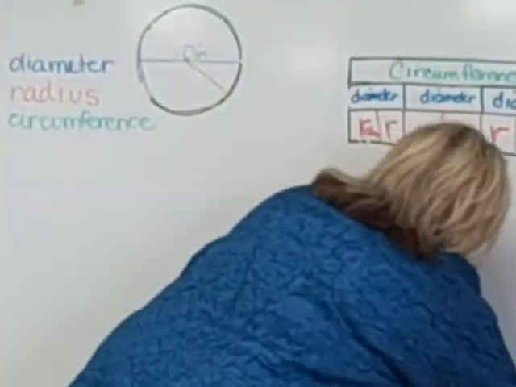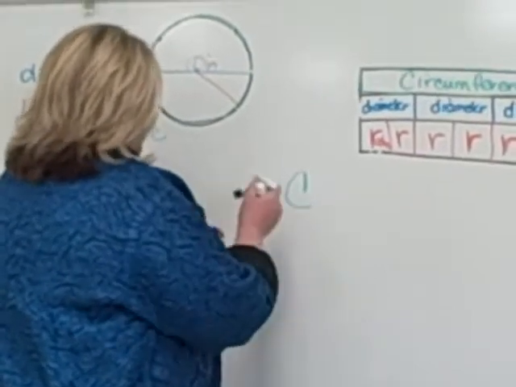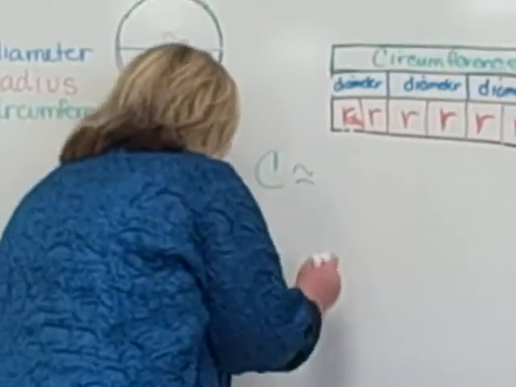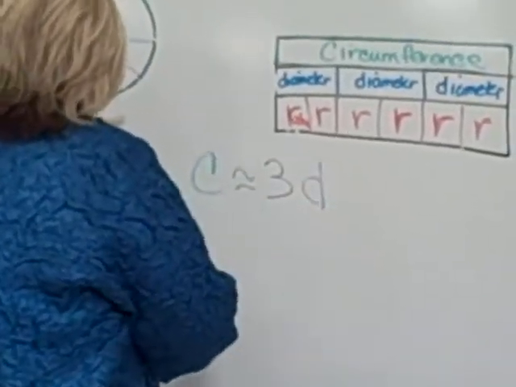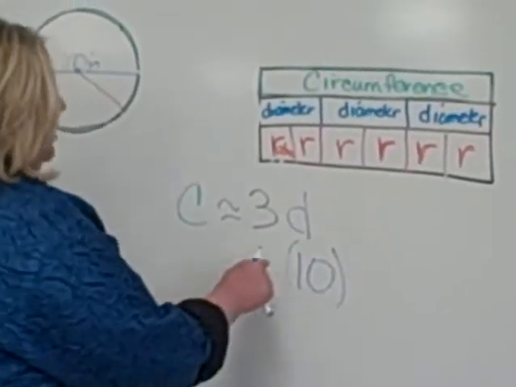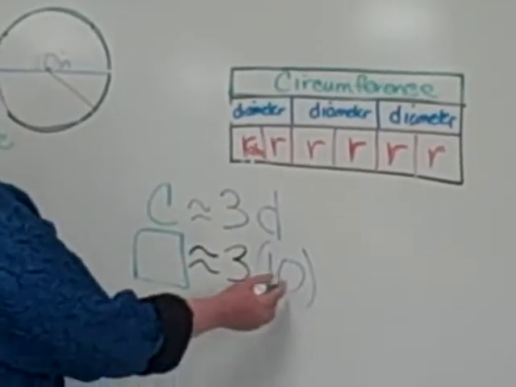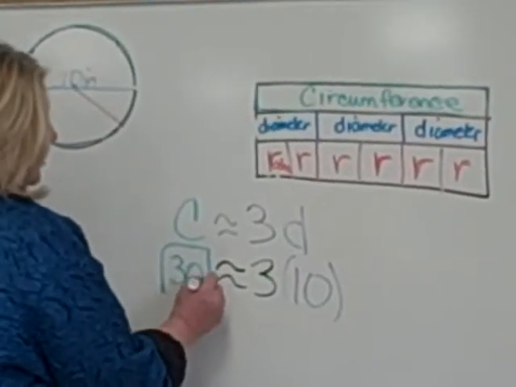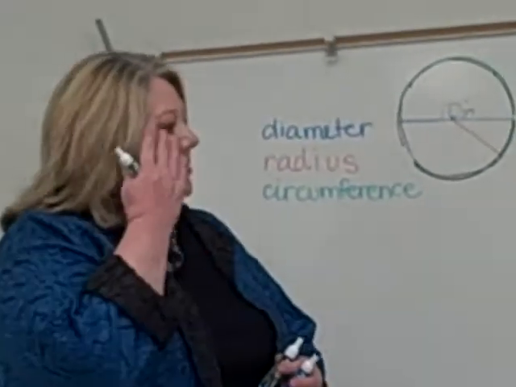So let me get my green marker here. If circumference, I'll go ahead and take my lids off, is approximately 3 times the diameter, and I told you that the diameter was 10, then all I have to do is multiply that by 3, and it's going to give me 30, which in this case is still just going to be in terms of inches, because remember, we're just talking about linear measurement, which is one-dimensional.